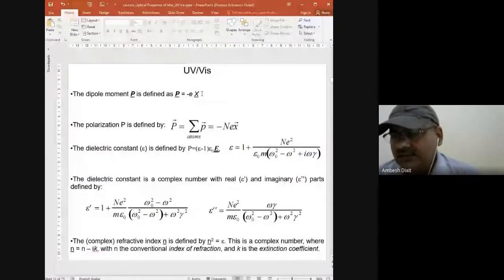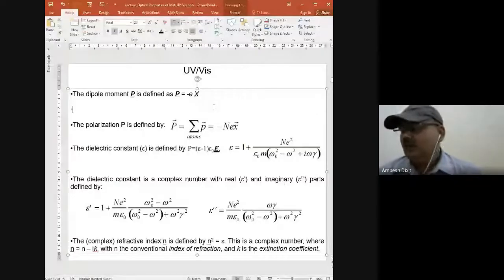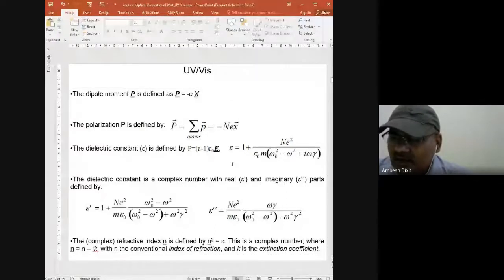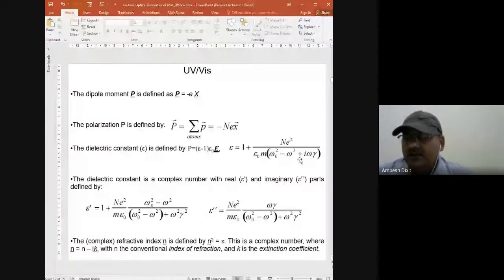This is for an individual atom, but your material is not made of a single atom, right? So you need to sum all those for all possible atoms present in your system. Averaging it out, I have n atoms, so n times x. Now you know this x, and then you substitute it here. You have E over m, omega naught square minus omega square plus i gamma omega. That we substituted here, and then I can get total P.